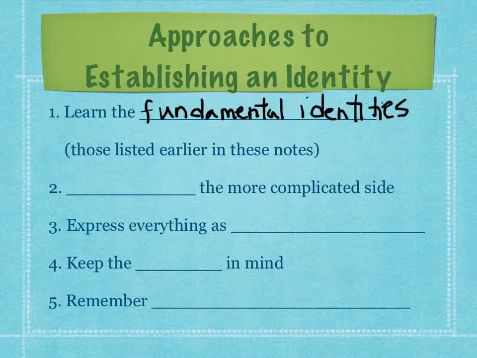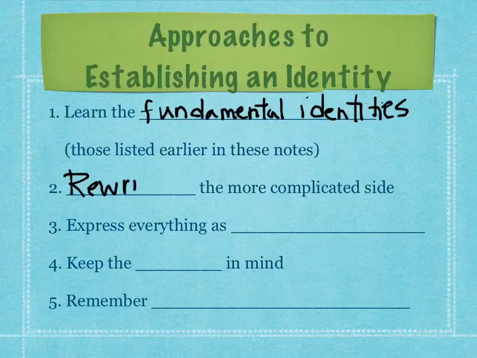The second idea is to rewrite the more complicated side. This doesn't always work, but it is one technique. If you've got one side of the equation that looks really complicated, that's a good place to start and see if you can simplify it to the other side.